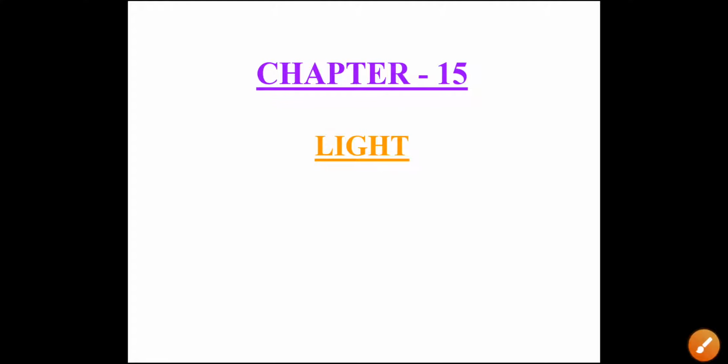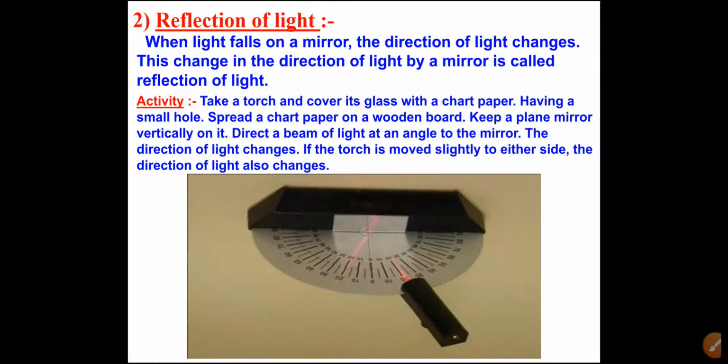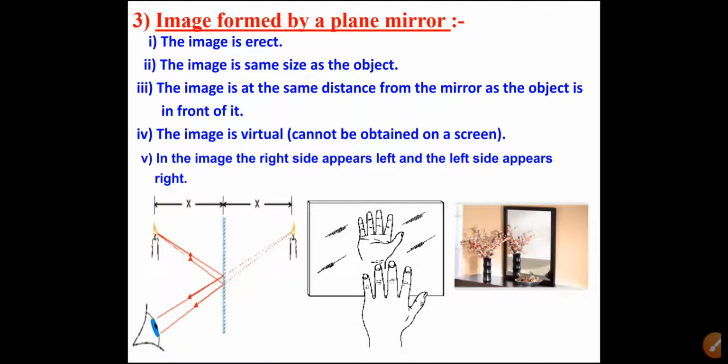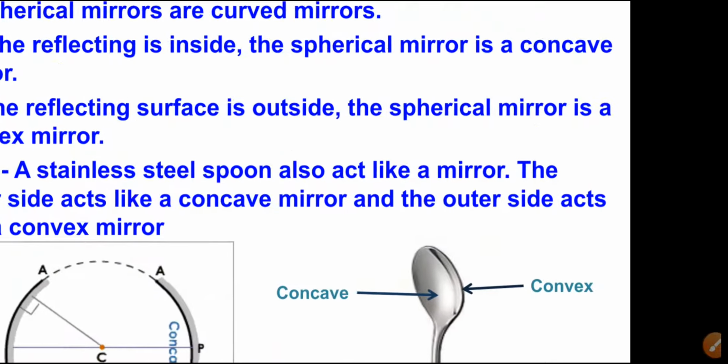Hello, this is chapter 15, Light, from class 7th. In the first part, you learnt about how light travels along a straight line, reflection of light, and the image formed by a plane mirror. So, in this second part, you are going to learn about the spherical mirror.